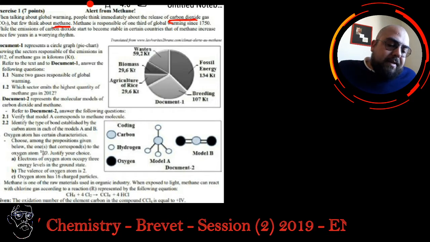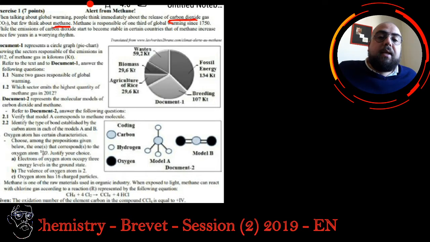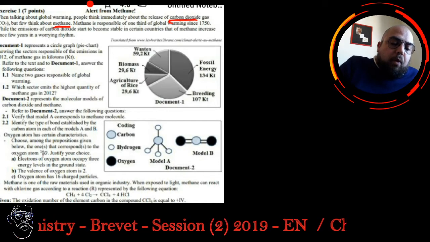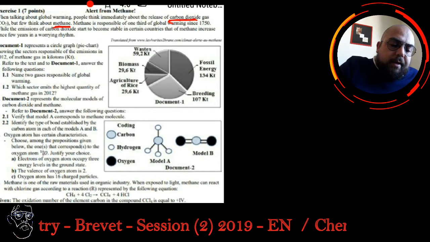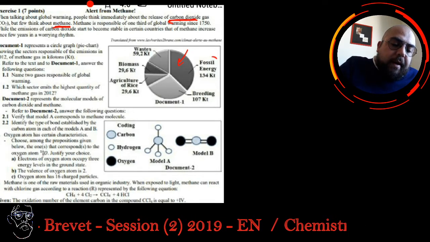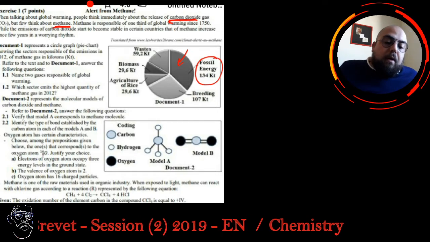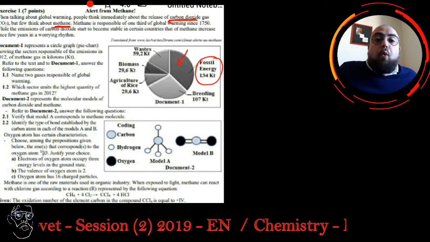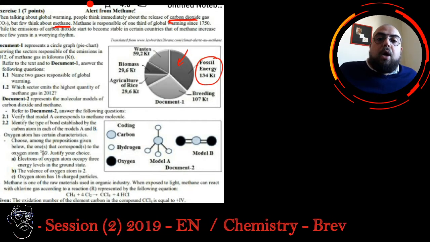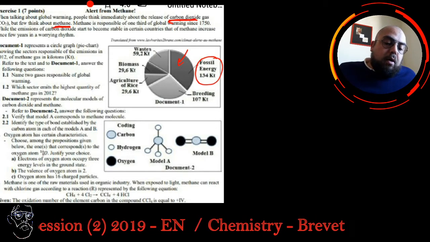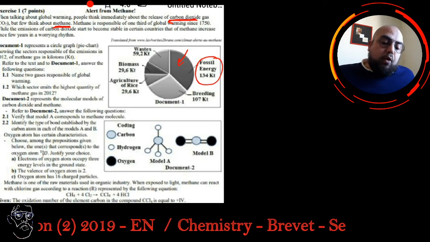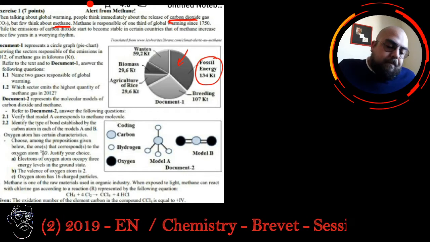Which sector emits the highest quantity of methane gas in 2012? Regarding document 1, when you check your pie chart, as you can see, this sector, which is related to fossil energy, with a value of 134 kilotons, is the sector responsible for emitting the highest quantity of methane gas.